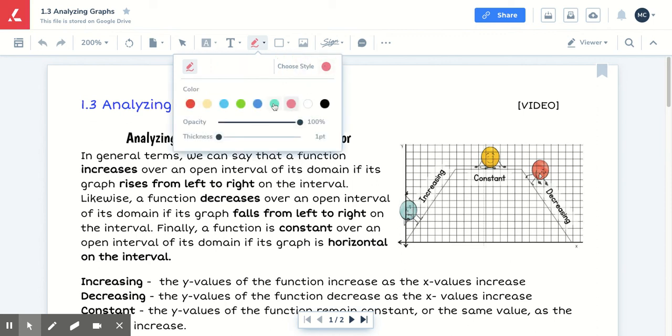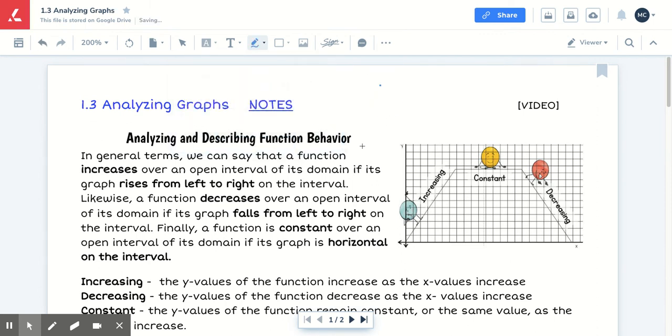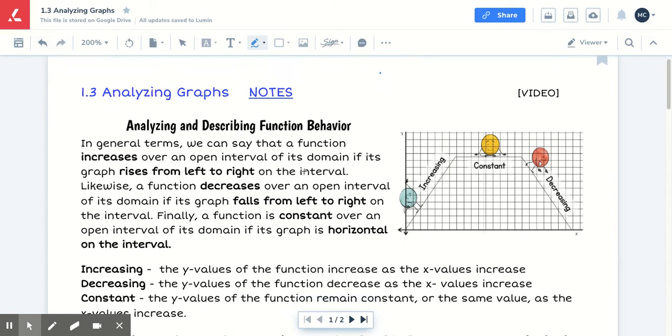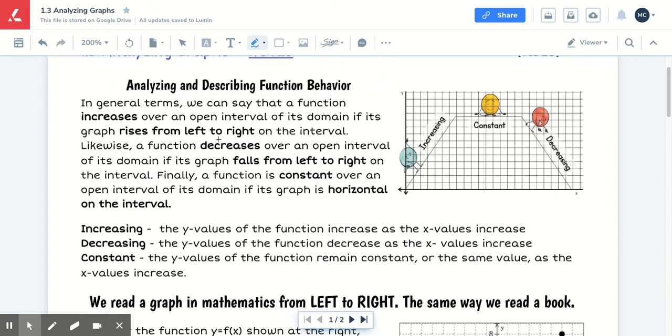We're looking at analyzing graphs today. So in general, we can say that a function increases over an open interval. Let's focus on that for just a minute. Open interval means we're going to be using parentheses of its domain if its graph rises from left to right on the interval. So on the picture over here, this would be where it is increasing. We're looking from left to right and the graph is going upward.